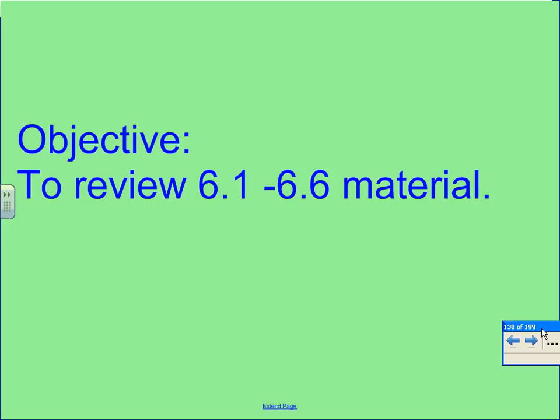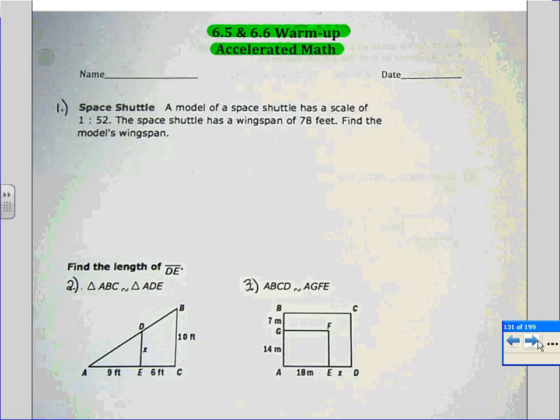Okay, what'd you guys think of the homework from yesterday? Okay, so let's start with our warm-up here. Number 1, the space shuttle problem on the warm-up. Zach, what'd you get for number 1? Are you on number 1 on the warm-up? The space shuttle one? Okay, no, because you should have your proportion, model over actual.